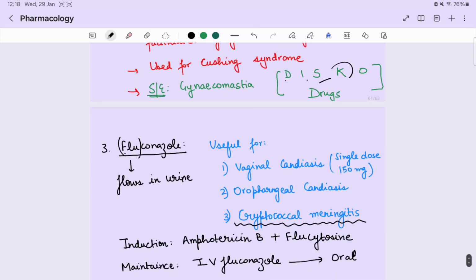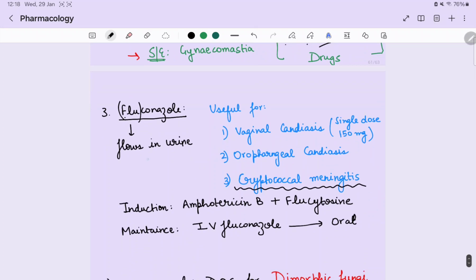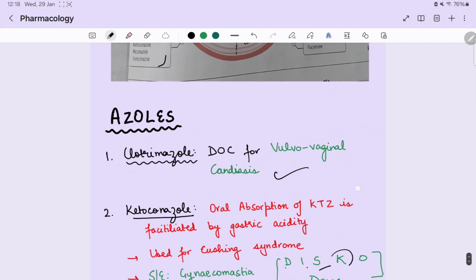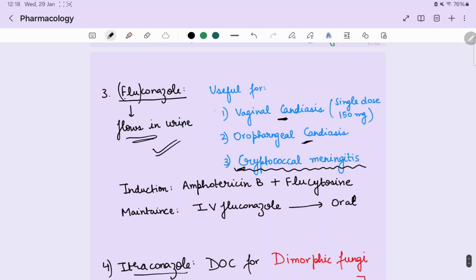Third, fluconazole. You can learn it like it flows in the urine, so it has renal elimination. It is useful for vaginal candidiasis, oral candidiasis, cryptococcal meningitis. In vaginal candidiasis, yes, the drug of choice is clotrimazole, but fluconazole single dose can be given for vaginal candidiasis, that is 150 mg. This can also be asked.